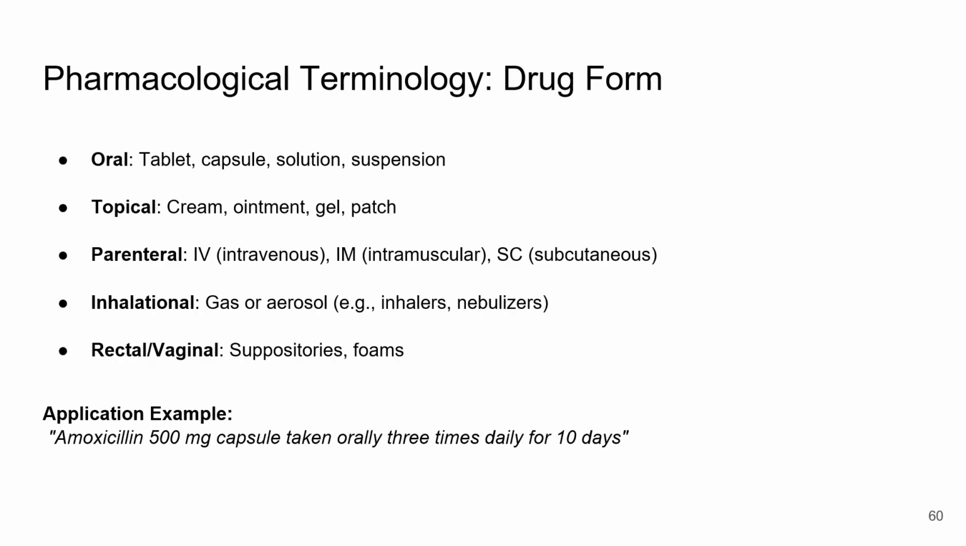Of course, we have to make sure that we're specific about the drug form. If you're giving a medication orally, you want to make sure that you let the pharmacist know if you want the tablet form, capsule, solution, or suspension. And the same goes for all types. If it's topical, is it cream, ointment, etc. You have to make sure this is well documented on the prescription that you write. So for example, 500 milligram capsule will be taken orally 3 times daily for 10 days.